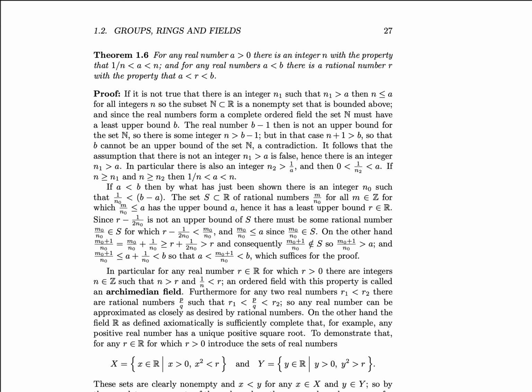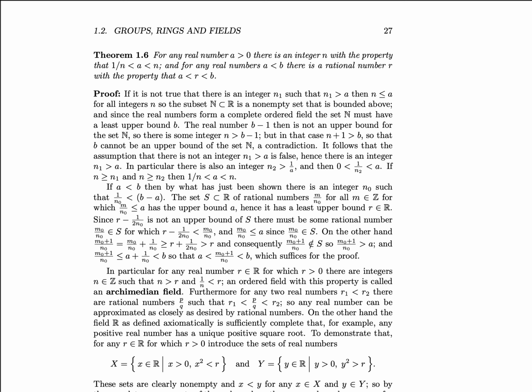In particular, in applying this, we note that for any real number r greater than 0, there are integers n such that n is bigger than r and 1 over n is less than r. And any ordered field which obeys this property is called an Archimedean field. Sometimes we call Theorem 1.6 the Archimedean property, and we use it to define certain objects.